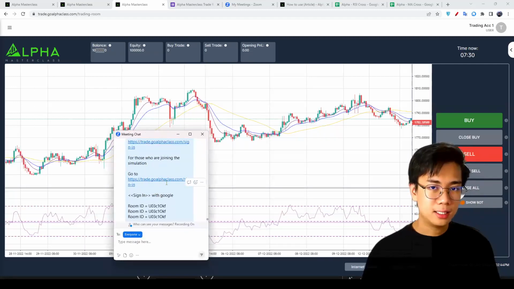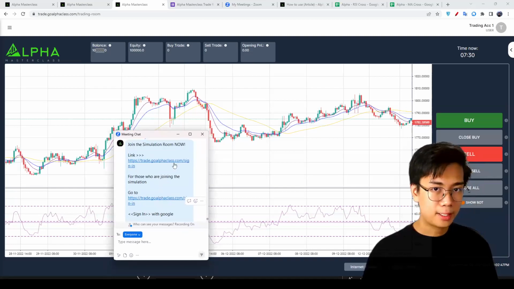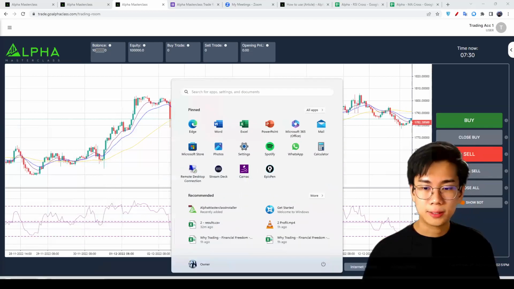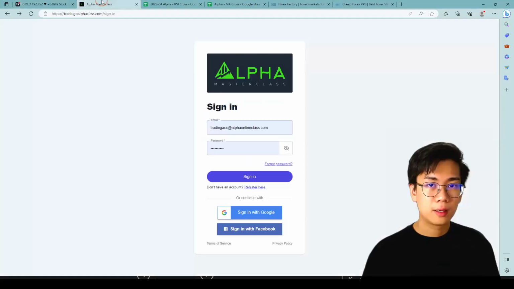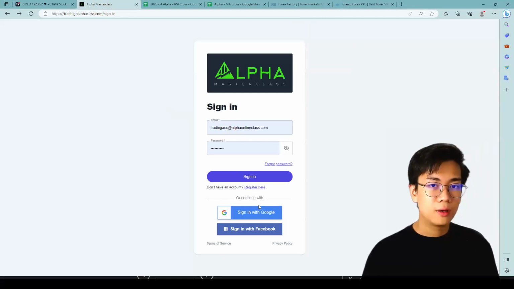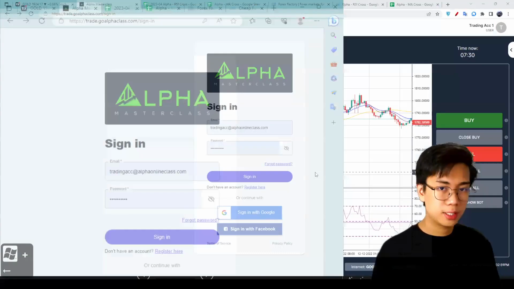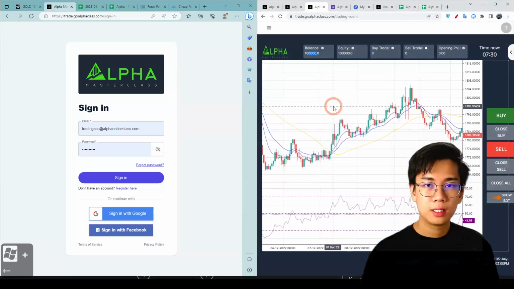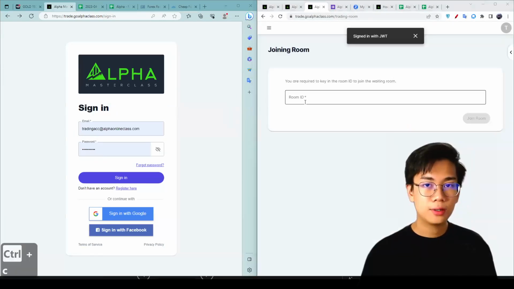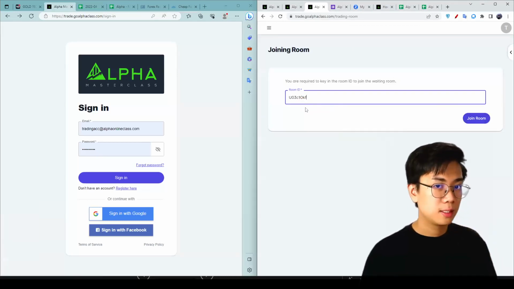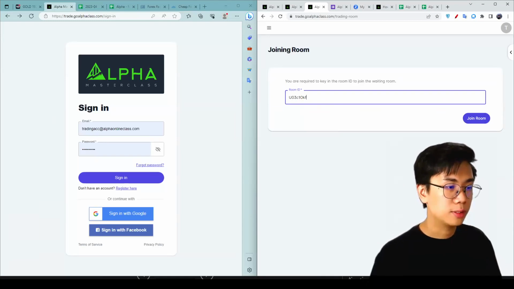Now the link is here, the trading simulation link. When you click this, you will be brought to this page. At this page, there is a sign in with Google. When you click sign in with Google, you will be led to here, and you just need to key in your room ID, which is here. The link works on Google Chrome only.